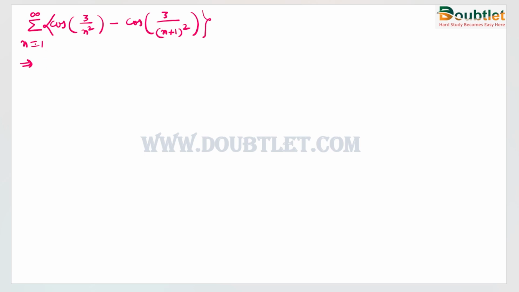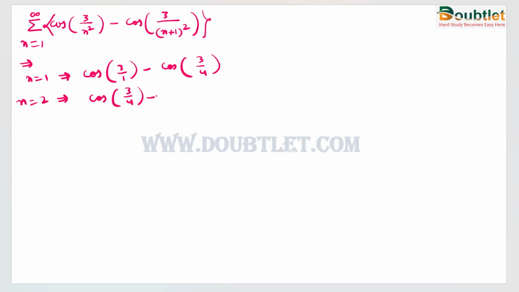So again here is the summation from n equal to 1 to infinity of cos 3 divided by n square minus cos 3 upon (n plus 1) whole square. So we will directly put values here. For n equal to 1, what we will get? Cos 3 upon 1 minus cos 3 upon 4. For n equal to 2, what we will get? Cos 3 divided by 4 minus cos 3 divided by 9. Again n equal to 3, what we will get? Cos 3 divided by 9 minus cos 3 divided by 16.